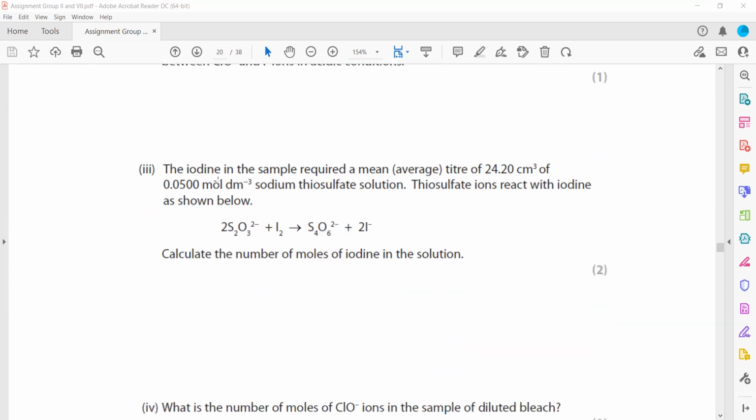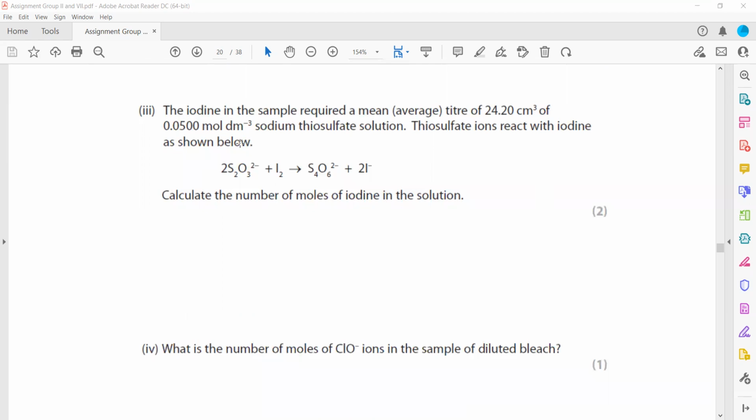Then the iodine in the sample is titrated with thiosulfate of a known concentration. This is the volume of thiosulfate and this is the concentration. Calculate the number of moles of thiosulfate. To get the moles, we have moles equal concentration times volume. Concentration is 0.05, volume is 24.20, but that is in cm³, so we should convert into dm³ by dividing by 1000.